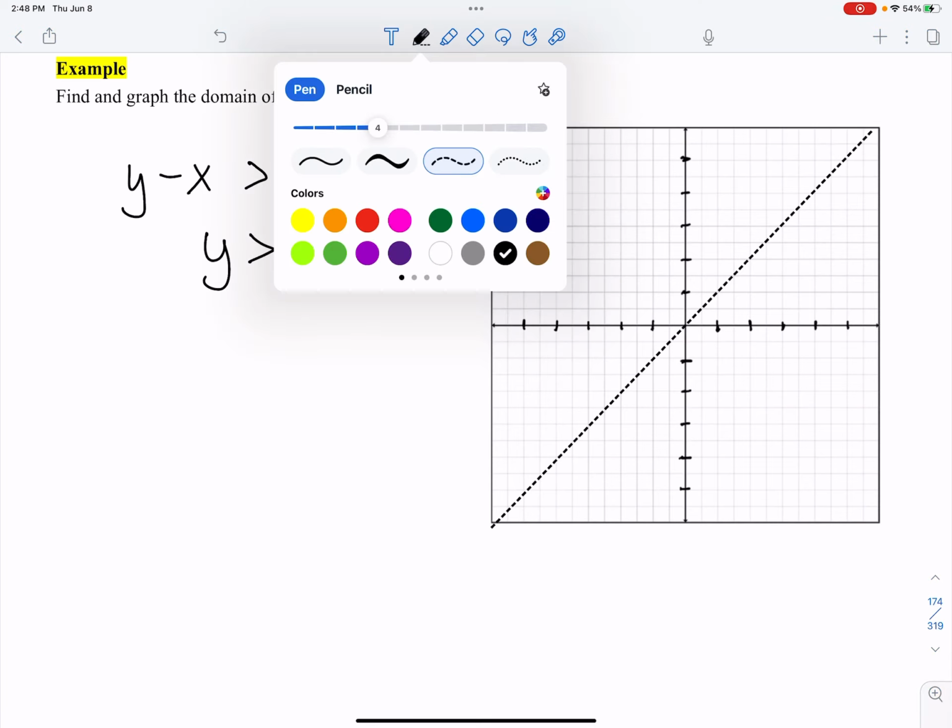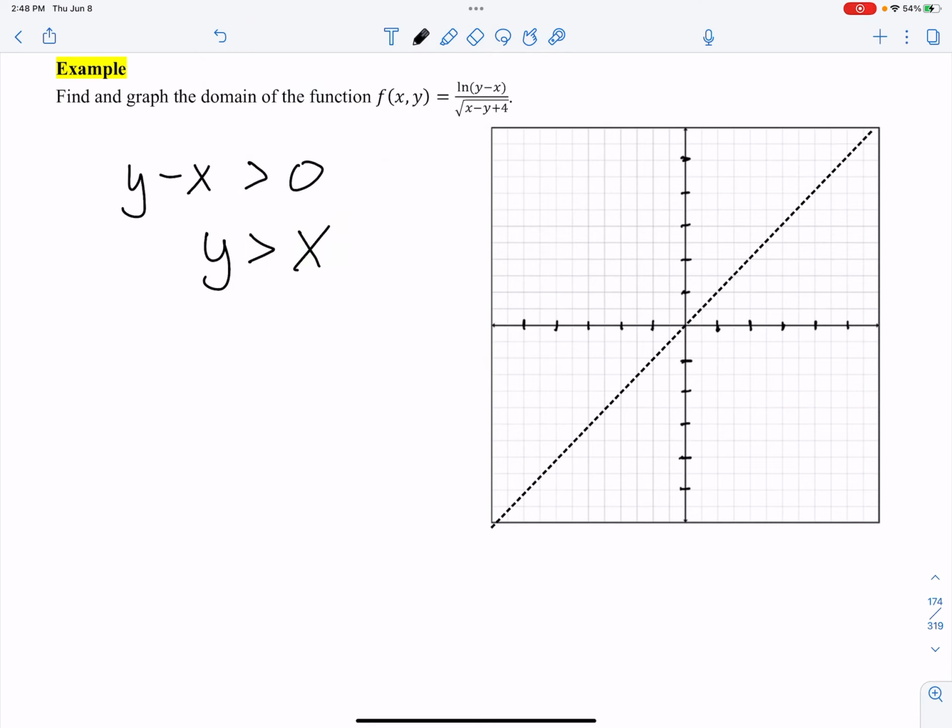We also have our denominator. Our denominator is a radical. And I know radicals, the inside must be greater than or equal to 0. It can be 0 in that case. So if I solve for y, I'm going to move the y over, so I get y is less than or equal to x plus 4. So that line is going to be a solid line, but it starts at 4.